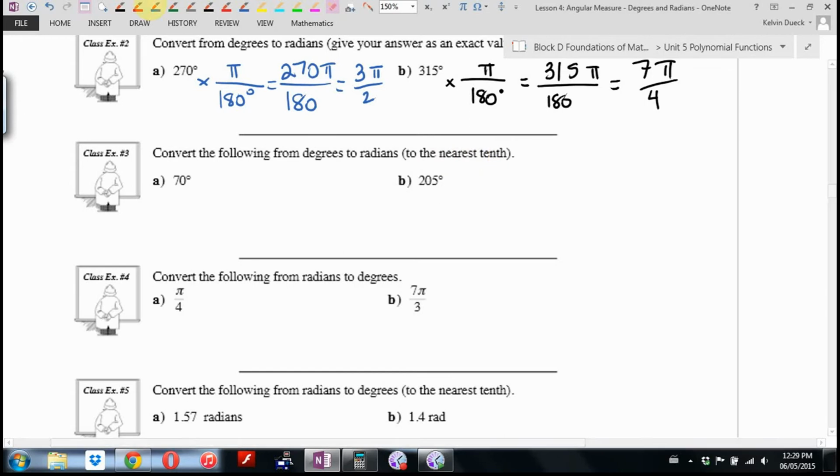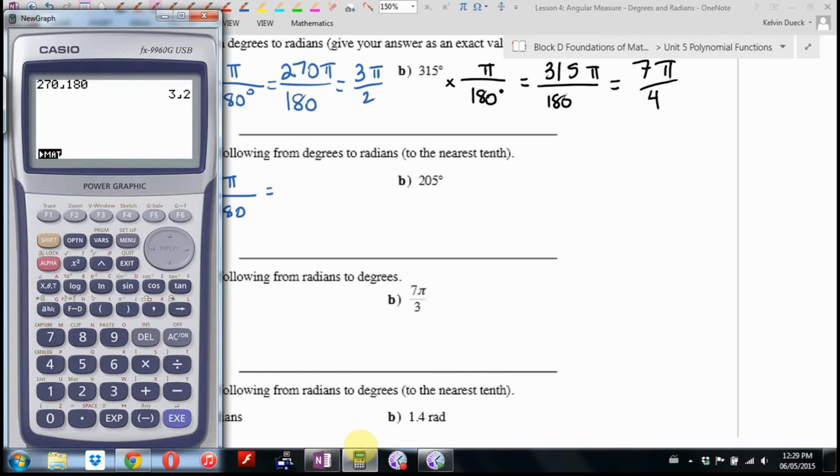What they're saying is this time don't leave it as something by pi. All I'm going to do is this. I still want the degrees to cancel. So the 180 is going to go on the bottom. The pi is going to go on the top. But this time I'm literally going to go 70 times pi divided by 180. Your pi button is Shift X, Shift scientific notation. As a decimal, 1.22, to the nearest tenth, 1.2 radians.